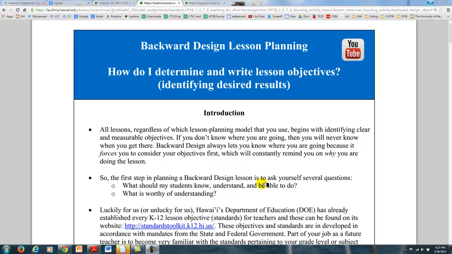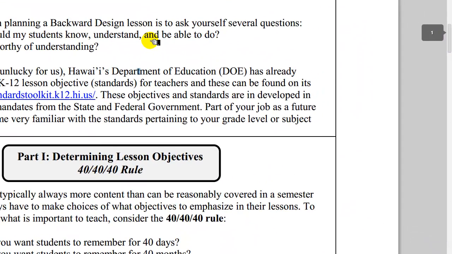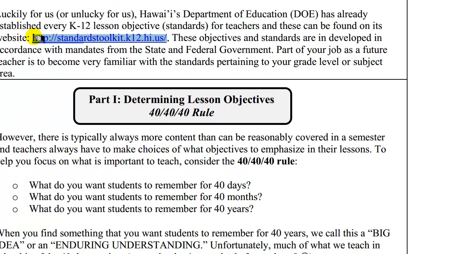So your first step is to ask yourself, what should my students know, understand, and be able to do, and what is worthy of understanding? A very daunting task. Luckily for us, or unlucky for us, Hawaii's Department of Education has already established every K-12 lesson objective or standard for teachers, and it can be found at this link on their website.